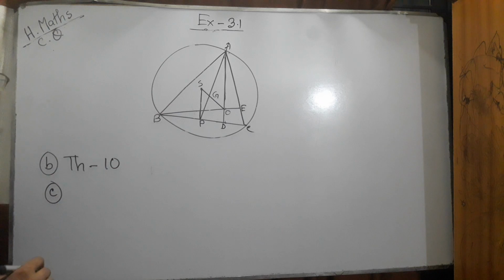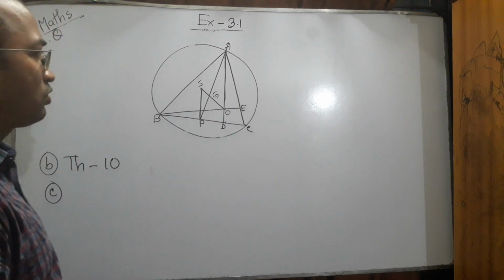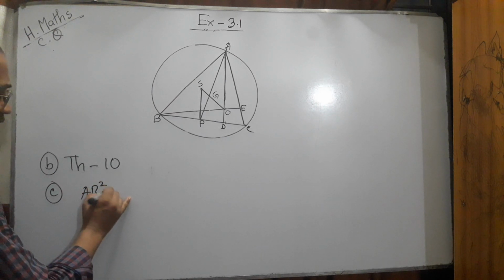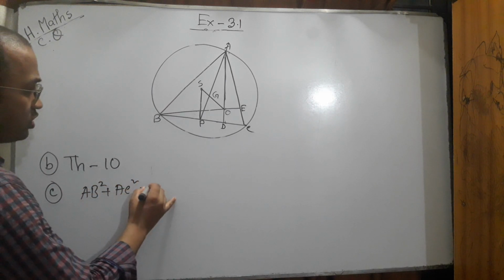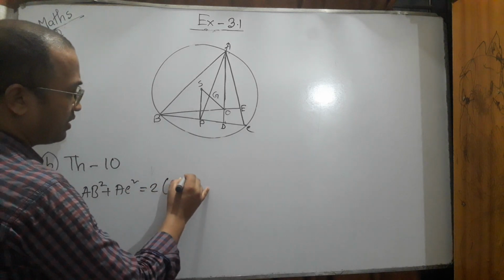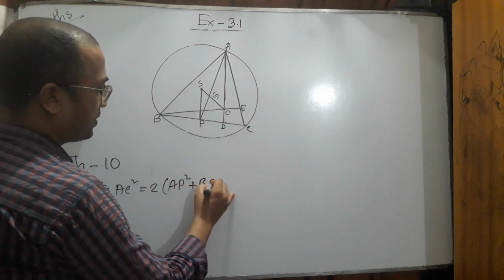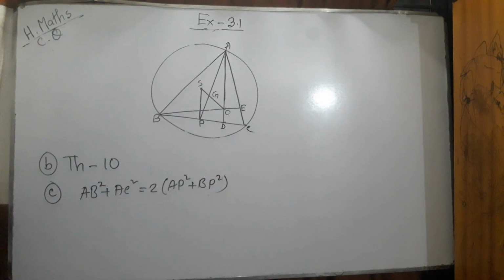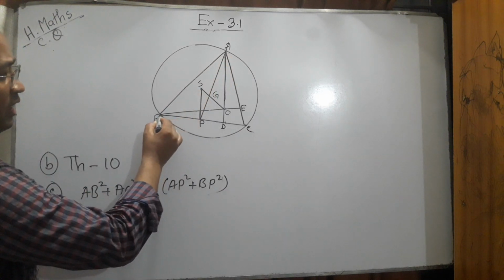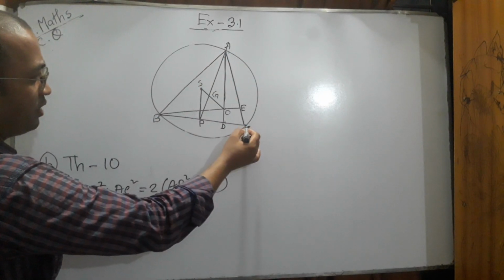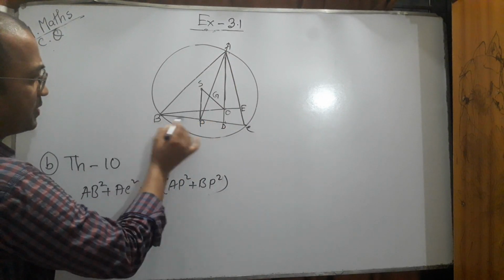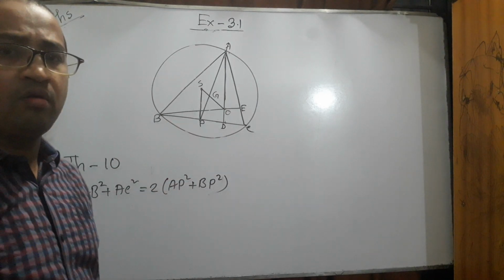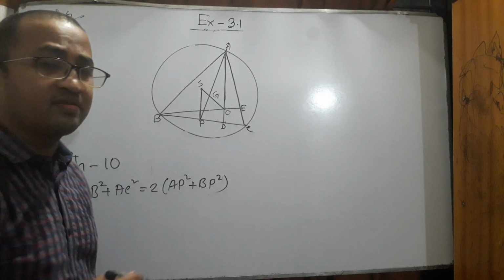Now question C. It is given in the question that we will prove AB square plus AC square equal to 2 AP square plus BP square. Now look, AB square, this line, and AC square, this line, and AP square plus BP square. Look, in triangle ABC, AP is the median. It is given in the question that AP is the median.